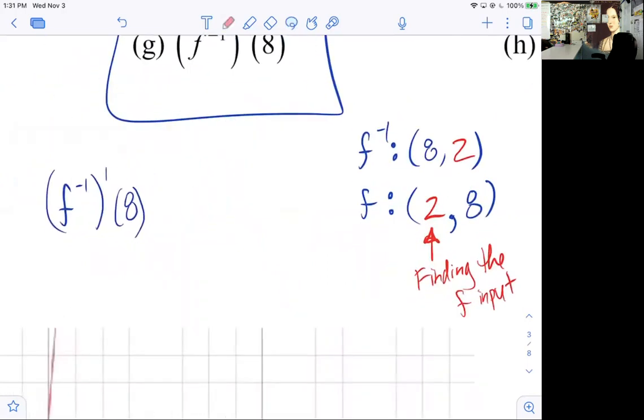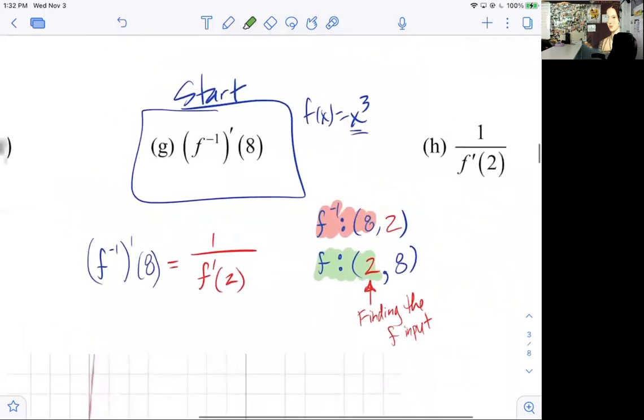We know then that the inverse function, the derivative of the inverse at 8, is the reciprocal, 1 over the derivative of f at what? 2, right? They each have their own respective input. The input on f inverse is 8, but coming in through the back door, we're going to find the derivative of f at 2 and flip it. Inverse functions at corresponding inputs have reciprocal slopes.